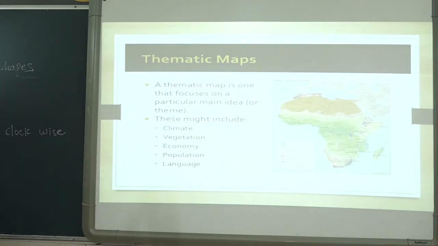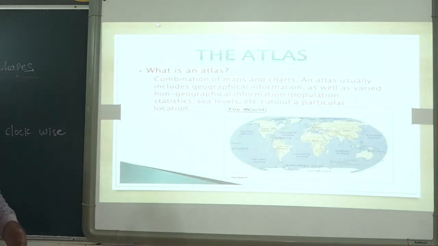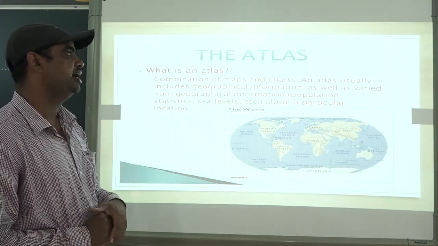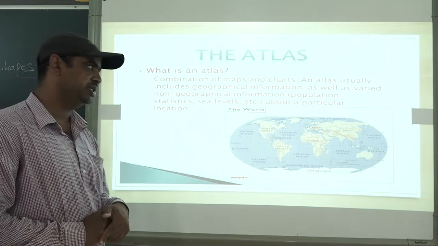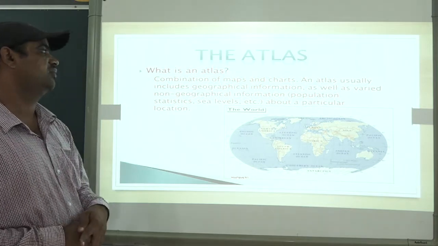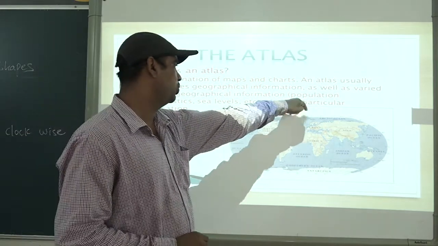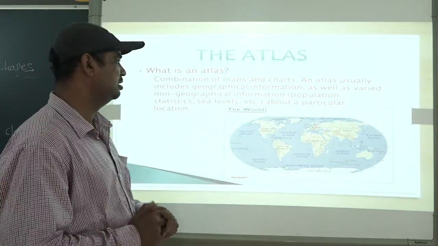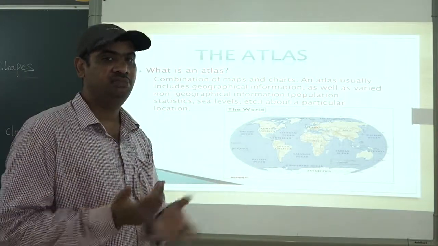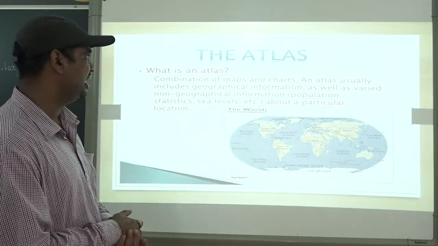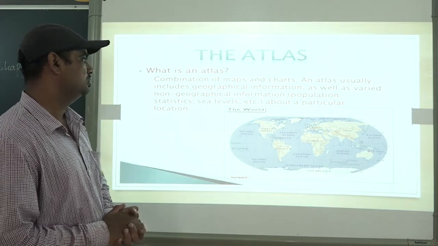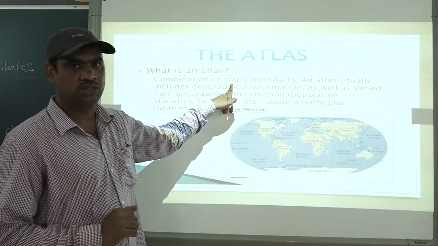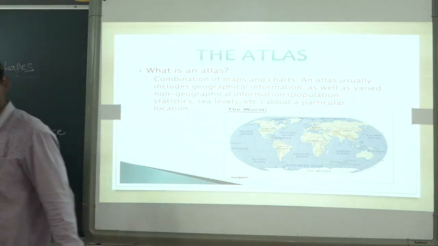Okay, next one. Atlas. What is an atlas? An atlas is a combination of maps and charts. An atlas usually includes geographical information as well as various non-geographical information like population, statistics, sea level, etc. So an atlas is a book which contains different maps. You know about it. Then we have an example of an atlas. There are different maps shown in the atlas, a combination of maps.